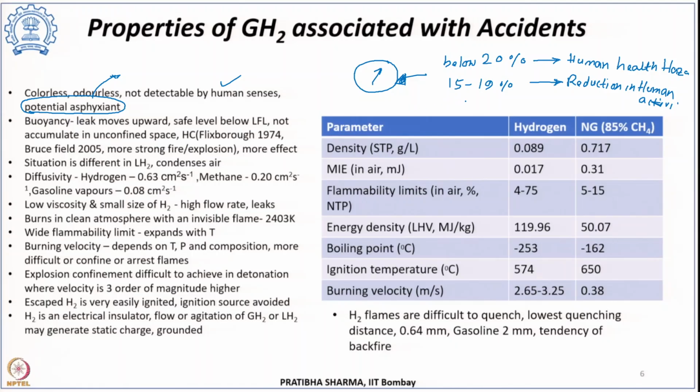When it is between 12 to 15%, the respiration problem arises. I mean, respiration increases and pulse rate increases. Respiration or pulse rate increases.